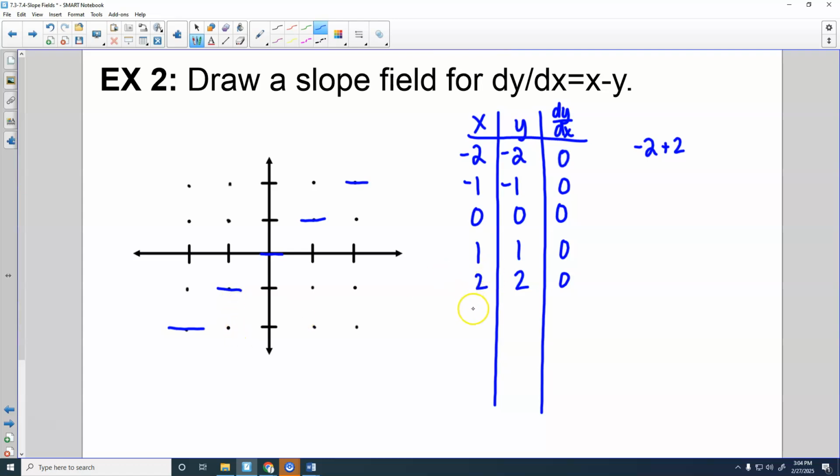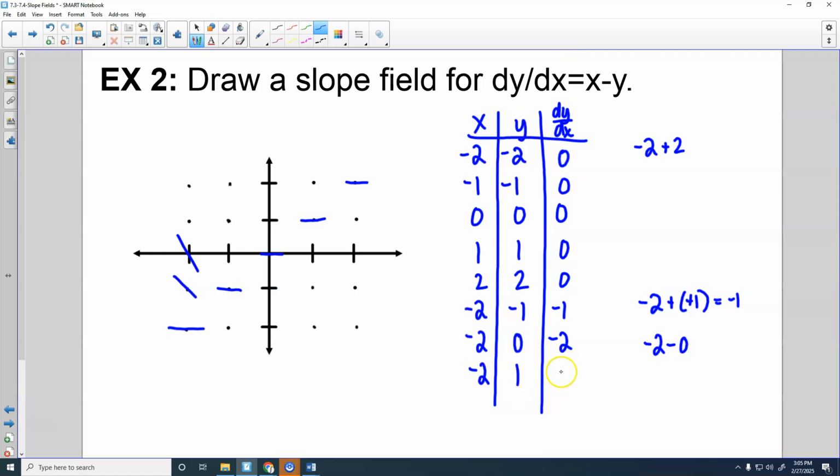So then I would have, like, let's go to -2, -1. So that would be -2 minus -1, which is really like -2 plus 1, which gives me -1. So I'd have a slope of -1 right here. I'd have, let's go up right here, -2, 0. That'd be -2 minus 0, so I'll get -2 here. So a little steeper.